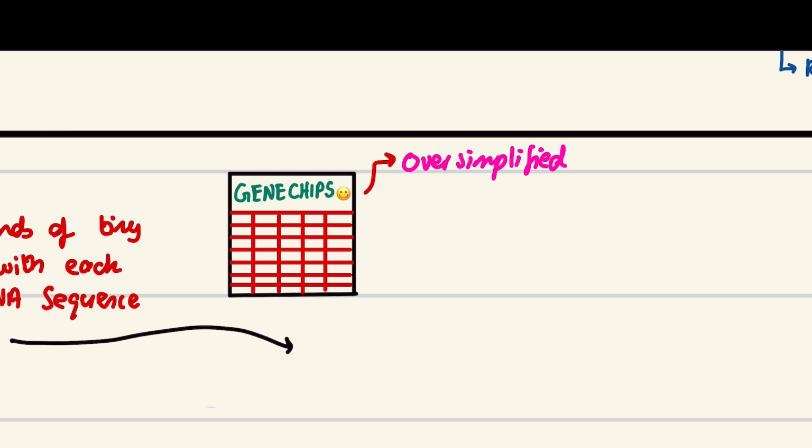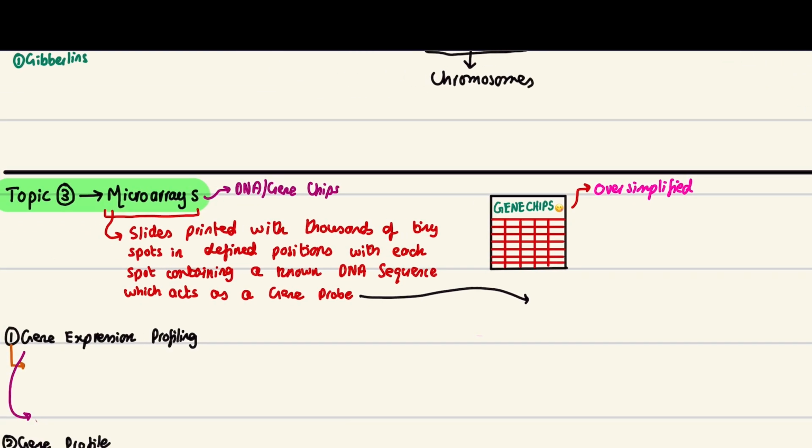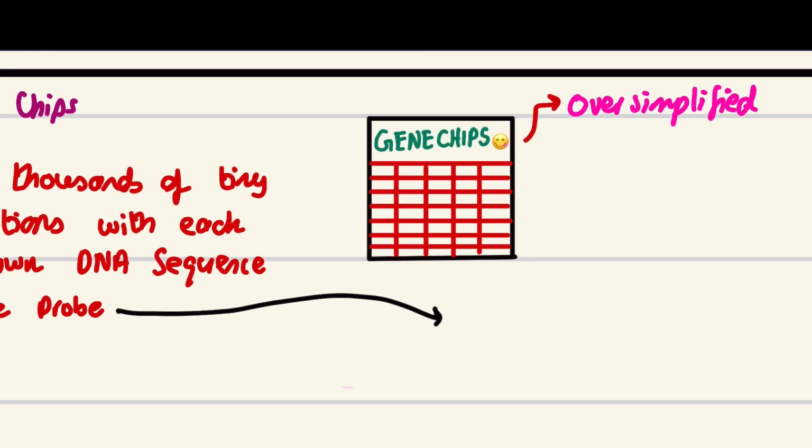So essentially there are spots like this. This is one spot, this is the second spot, third spot, fourth spot, whatever. So that's the first thing: it's a slide printed with thousands of tiny spots in defined positions. What do I mean by defined positions?